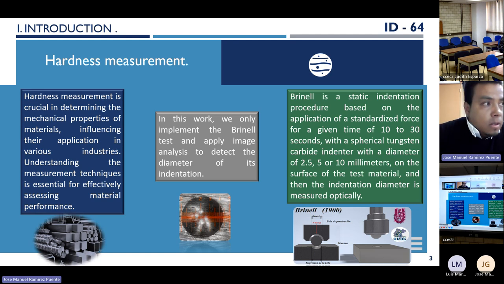The hardness measurement. The hardness of a material indicates its resistance to scratching and penetration. To determine this property, there are static indentation methods, which consist of applying a standardized force for a certain amount of time on a previously prepared and impurity-free test material. This work is based on the Brinell hardness method, which uses a spherical indenter, and the indentation mark on the material is measured through optical measurement.